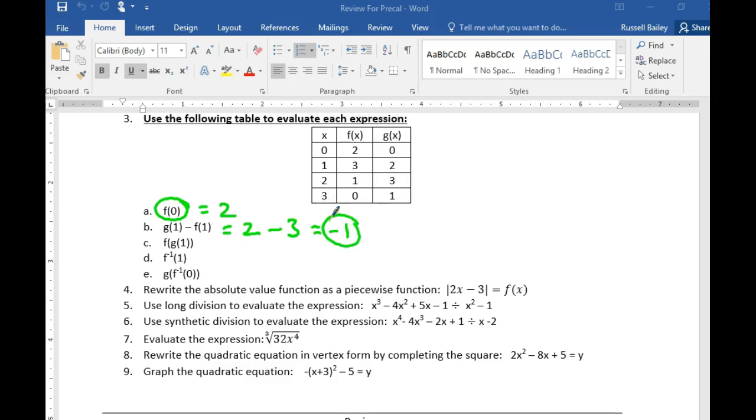Part C, f of g of 1. So what we're going to do is figure out what g of 1 is first. And once we have g of 1, we can find out what the rest of the answer is. So g of 1, we've already said g of 1 is 2. So what I can do is replace g of 1 with 2. And now I just need to find out what f of 2 is. So find where x equals 2, and f of 2 is 1. So the final answer is 1.